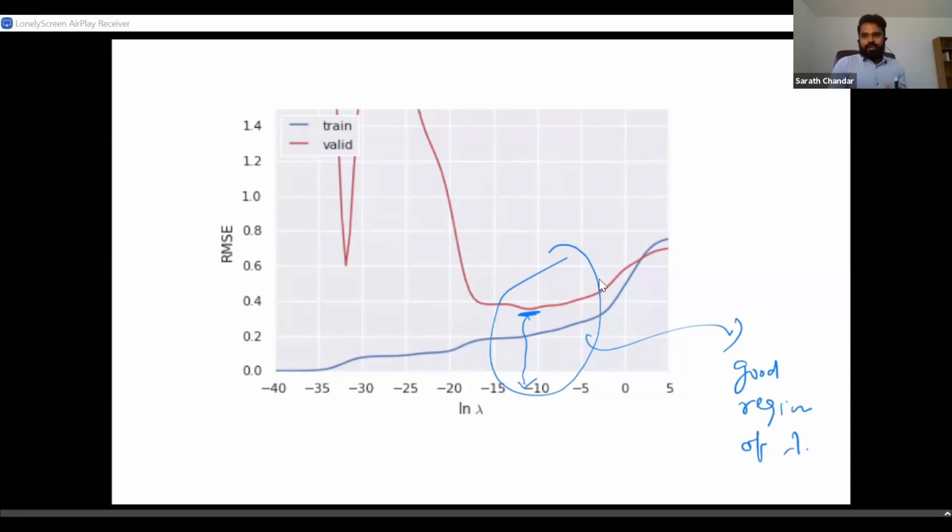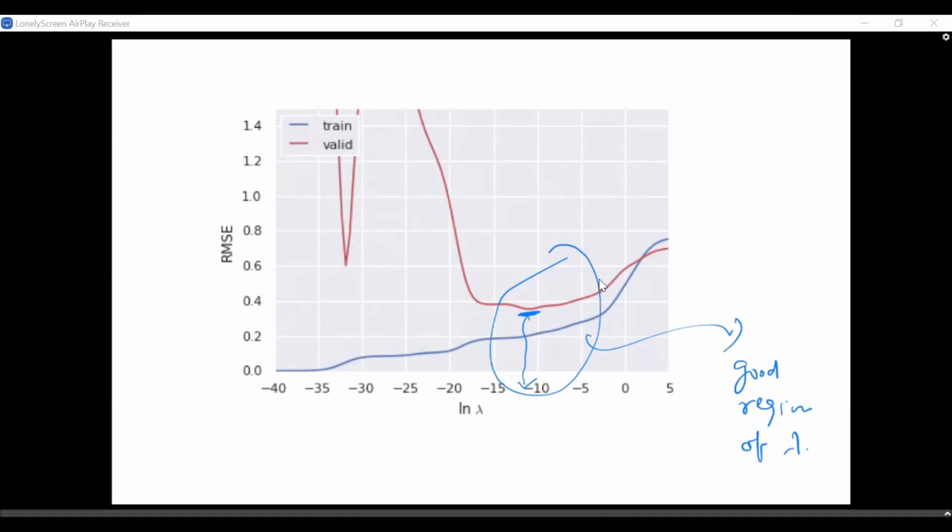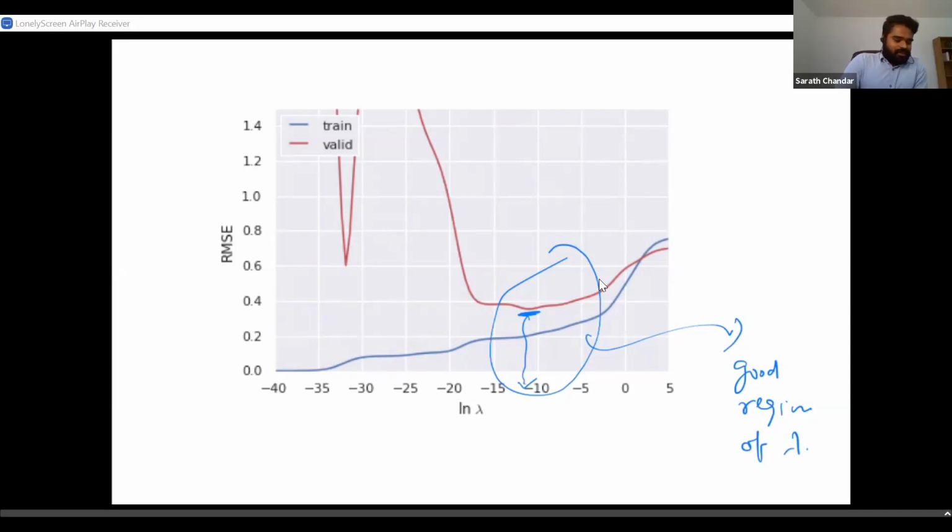Go ahead. There's one more question. Sorry, can I ask you a question? How can we ensure that the validation set follows the same distribution as the test or training set? Okay, that is a good question too.